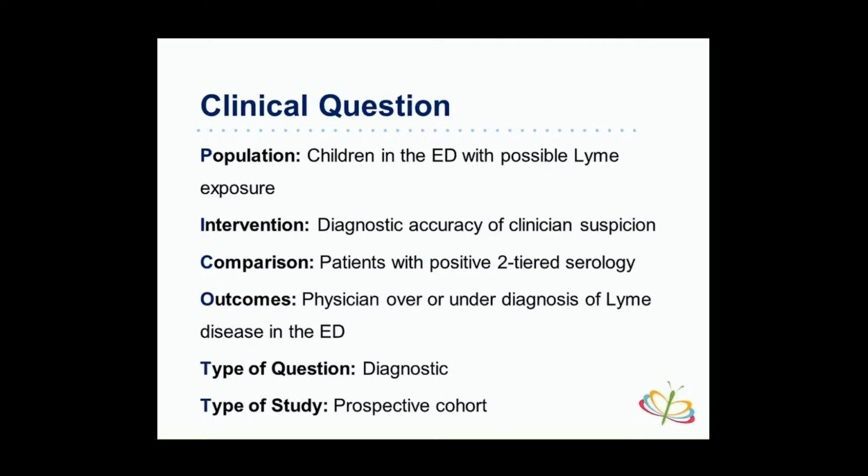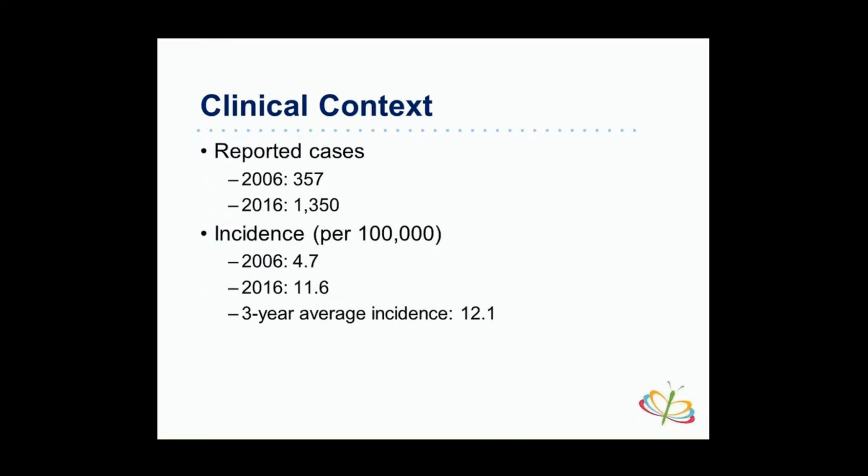In terms of the clinical context, Lyme disease has been growing in incidence in Virginia over the past several years. In fact, between 2006 and 2016, the number of reported cases of Lyme disease went from 357 in 2006 to 1,350 probable or confirmed cases in 2016. So that year was actually the second highest year in Virginia's history of having Lyme disease reported. The incidence over that same period went from 4.7 per 100,000 people to 11.6 per 100,000 people, with a 3-year average incidence at 12.1. So that qualifies Virginia as a high incidence state, meaning that there's an average incidence of at least 10 confirmed cases per 100,000 persons for the previous year.